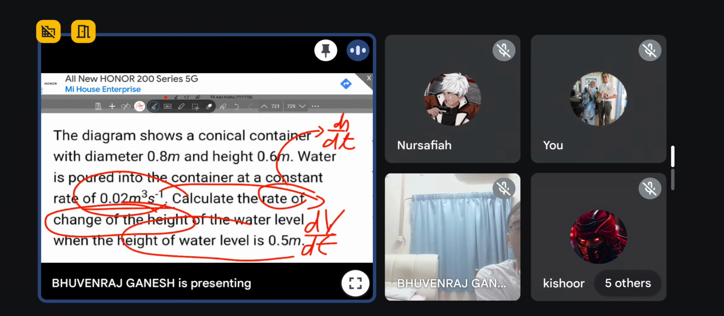Okay, so now they say H equal to 0.5. Alright, so what rule are we going to use here, guys? Again is chain rule, petua rantai. Because you see dV dt, dH dt, you have to find dV dH. Okay, you must find out what is your dV dH.